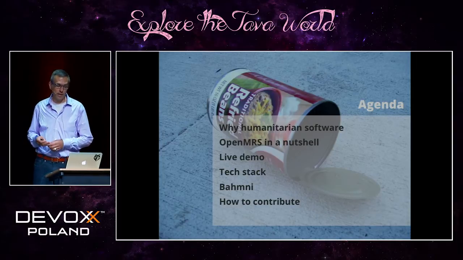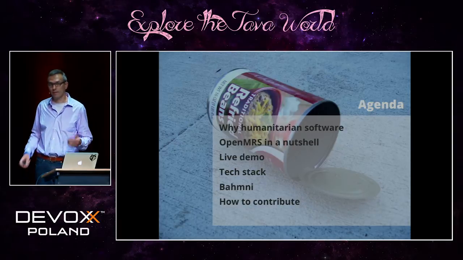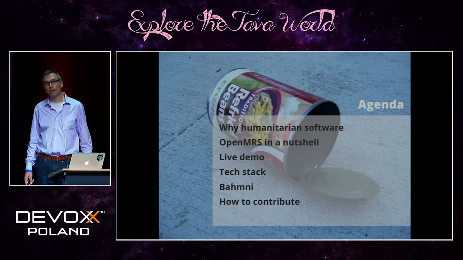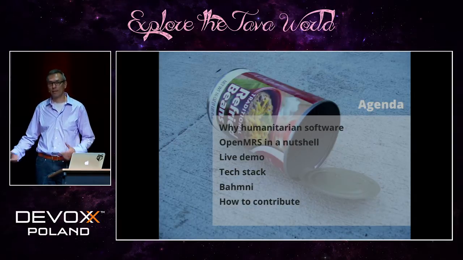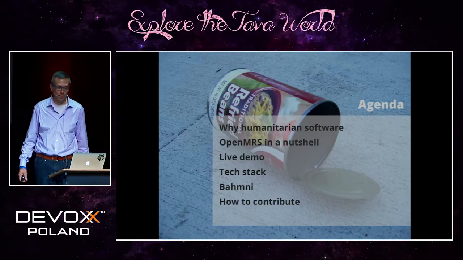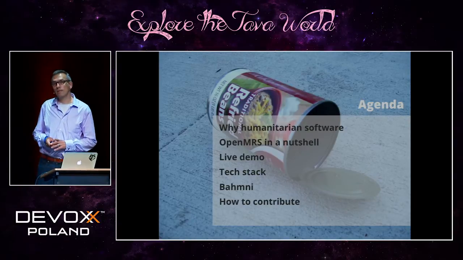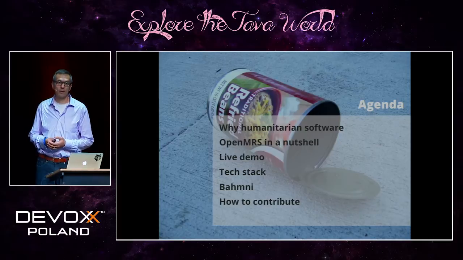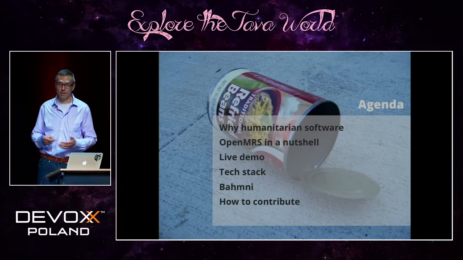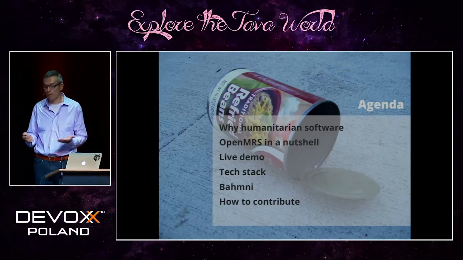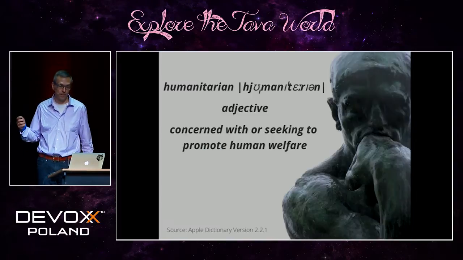So we're going to have a look at OpenMRS. We're going to discuss the tech stack. Then have a look at Bahmni, which is kind of a successor of OpenMRS. And last but not least, I would like to share some thoughts about how all of us can contribute to software systems like OpenMRS or other open source software.